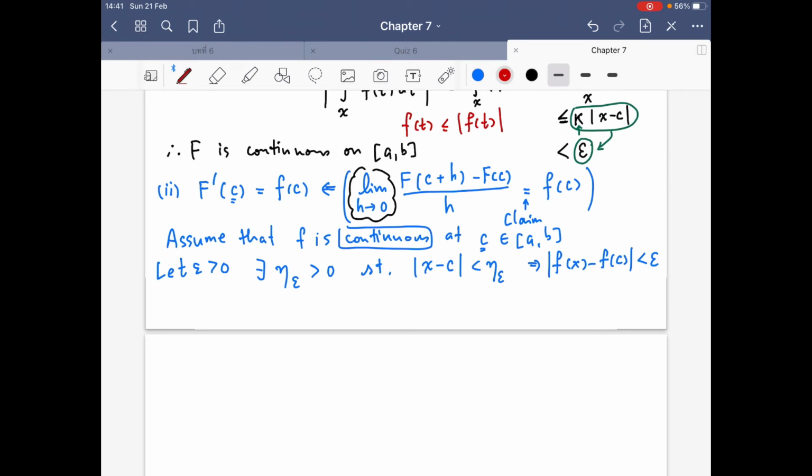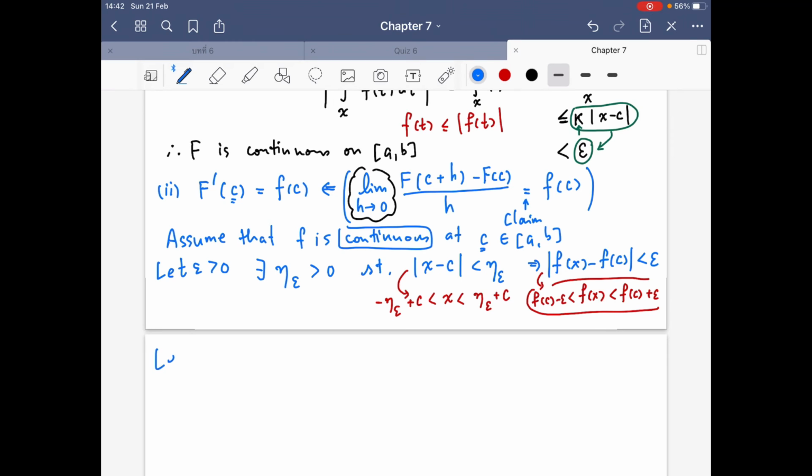Okay, so what is it that we have from here? Actually, we have x less than eta epsilon plus c, and also greater than negative eta epsilon plus c, right? And how about this one? We also have your f of x will be less than f of c plus epsilon, but it will be bigger than f of c minus epsilon. Okay, so this is what we have on each inequality that we interpret.